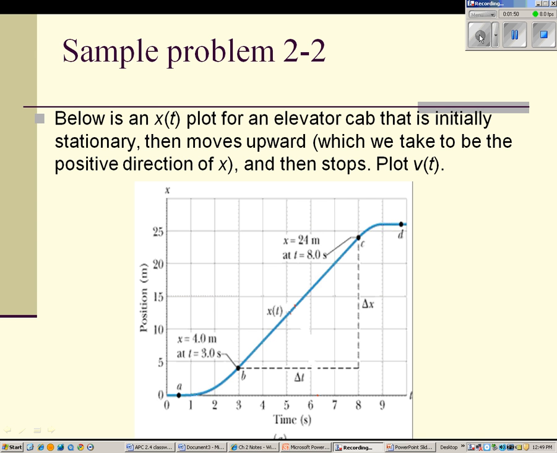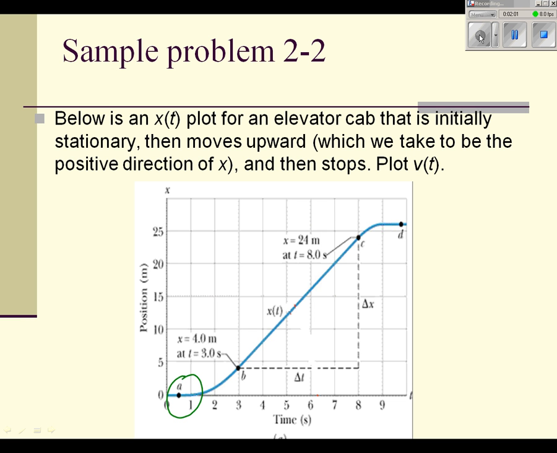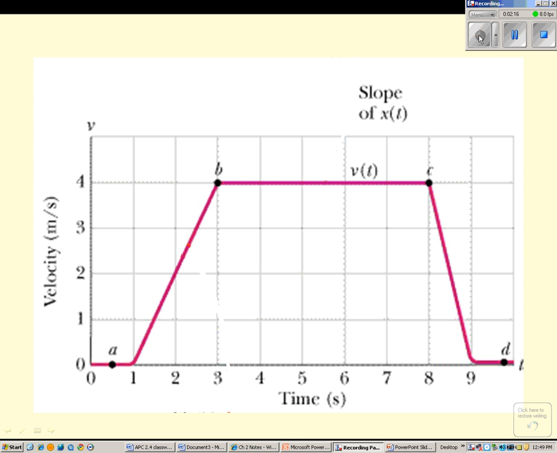Once you start the video up, what you're going to do is look at the slope of each point along this line, and you'll notice down here at point A, the slope of that line is 0, so we know the velocity is 0 right there. Then you look at the slope of the line up there, and the velocity is 0 again. So your velocity versus time graph is going to look something like this.